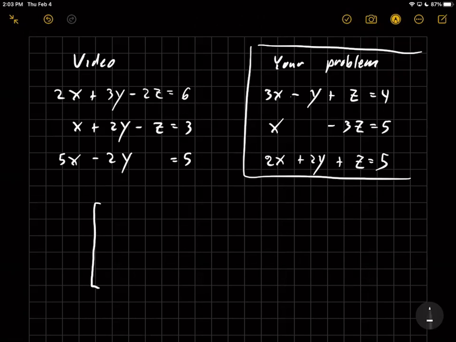The first row will be 2, 3, -2, and 6. The second row would be 1, 2, -1, and 3. Those represent the x, y, z and constant values. And then we'll have 5, -2, 0, and 5. So you'll want to do the same with your problem. Remember to keep pausing this video and working through your problem.